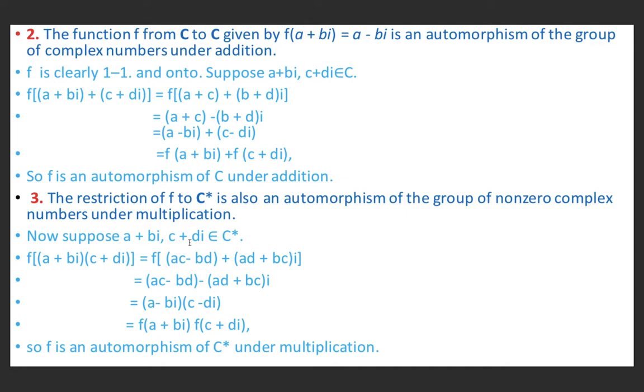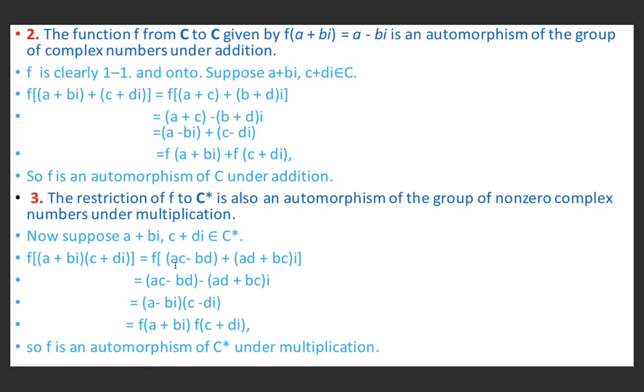Let a plus b iota, c plus d iota belong to C star. Because the operation is multiplication, f of (a plus b iota)(c plus d iota) is equal to f of, we will multiply these two, ac, ad iota plus bc iota plus bd iota square. Iota square is minus 1. So minus bd. So we will get ac minus bd, because here the term is minus bd, and terms with iota are ad plus bc. Iota I have taken common here.